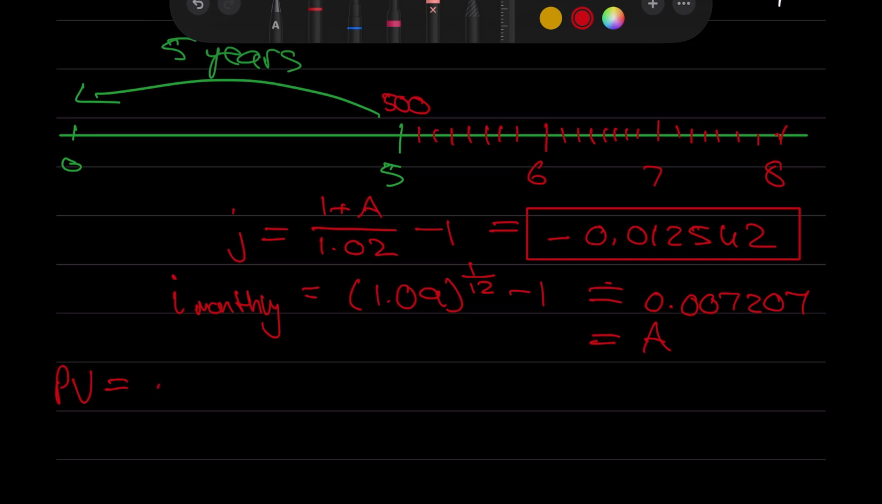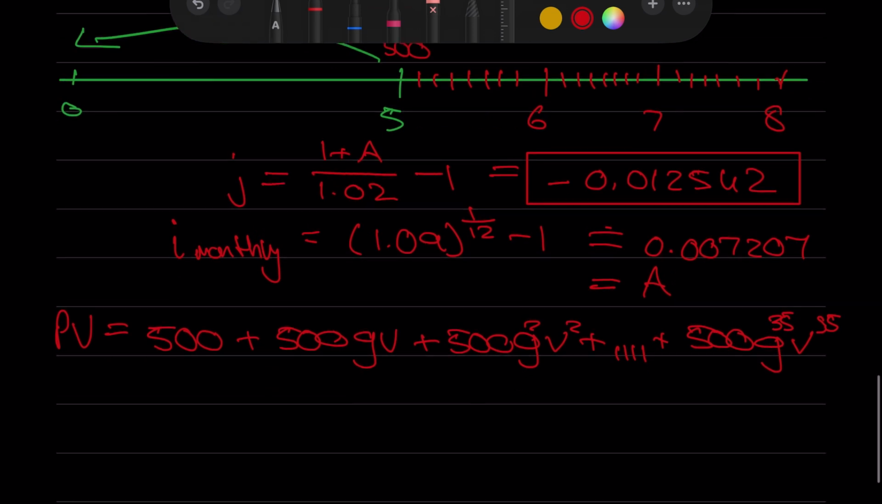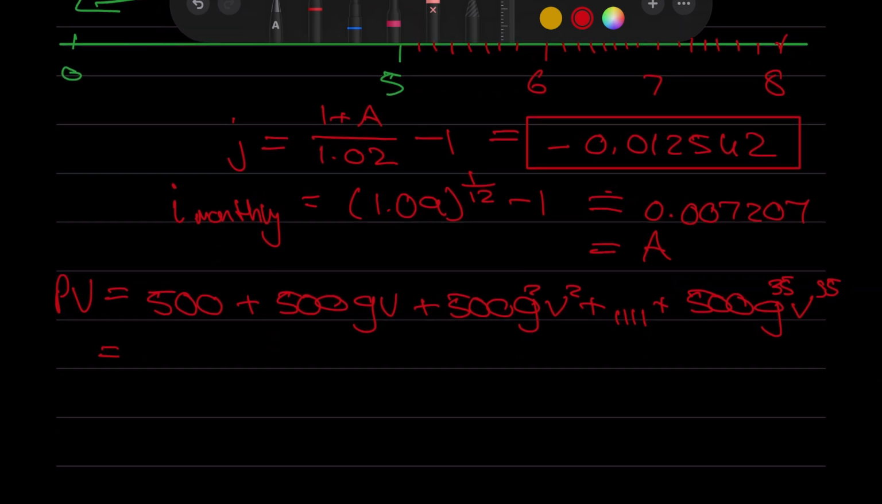Present value equals, first one is 500. 500 growth and discount, growth and discount, but these are squared. Now this growth and discount is going to be to the power of 35. How I got that, remember we said that there's 36 months in 3 years, right? And these are monthly payments. But this GV, there's too much. Let's go 500 plus.